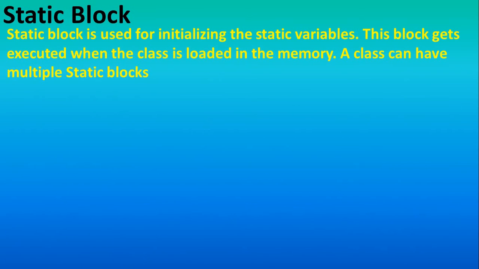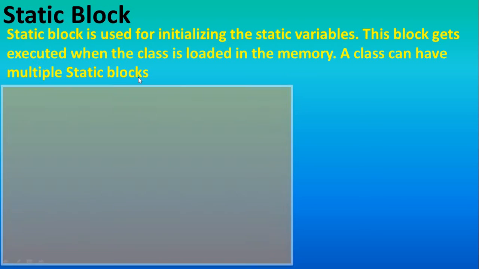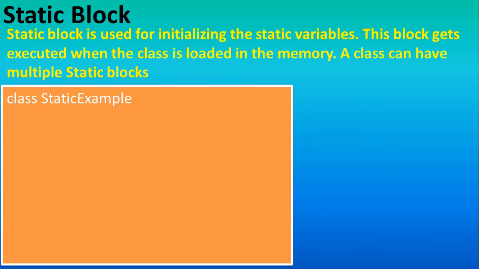Next one is the static block. Particularly we use it to initialize variables. This block gets executed when the class is loaded in memory. The class can have multiple static blocks. So it is used just like a constructor to initialize the values.